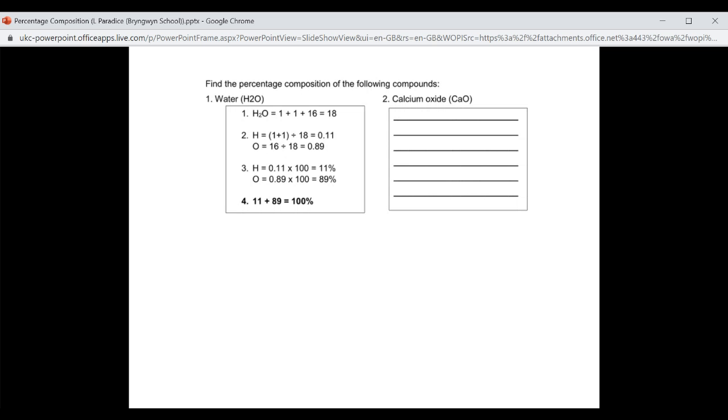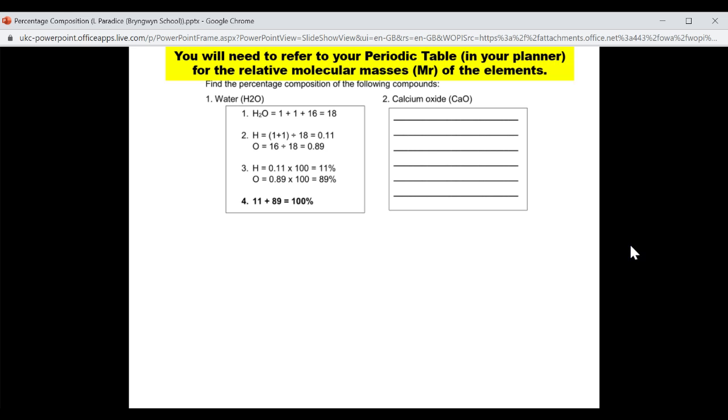Again, this is page 23 of the booklet. The water example is quite straightforward. It's all laid out there for you ready. However, I'd like to go over calcium oxide. So what we're going to be doing is working out the percentage of calcium in calcium oxide and equally the percentage of oxygen in calcium oxide.